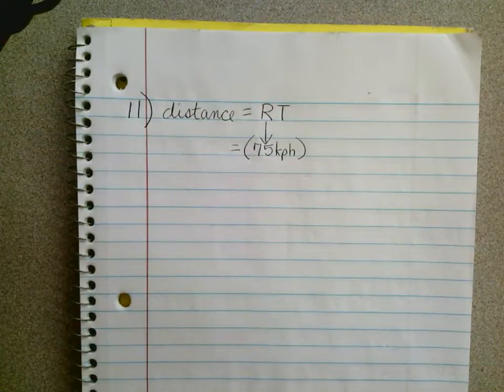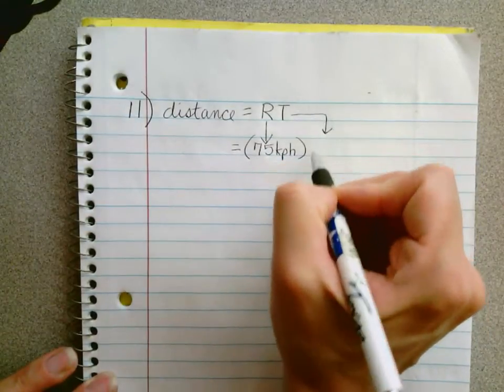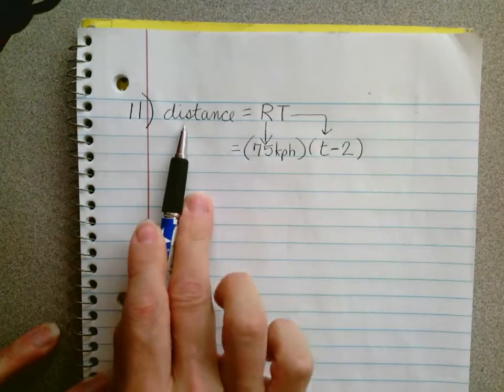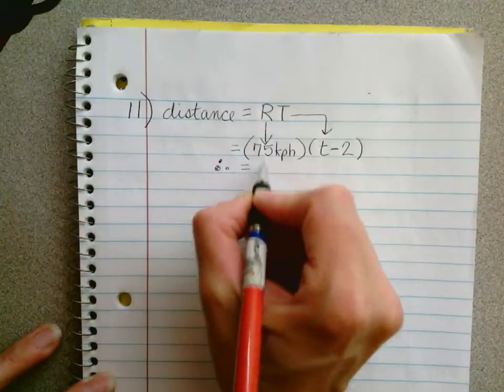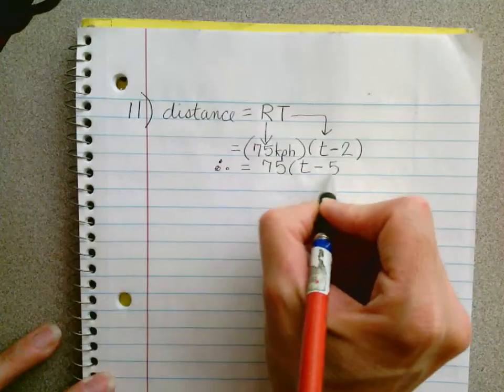And time. Did they give us a time, Jay? Yeah, T minus 2. Yep. And since to solve distance we multiply the two together, your end result, therefore, is 75 multiplied by t minus 2.